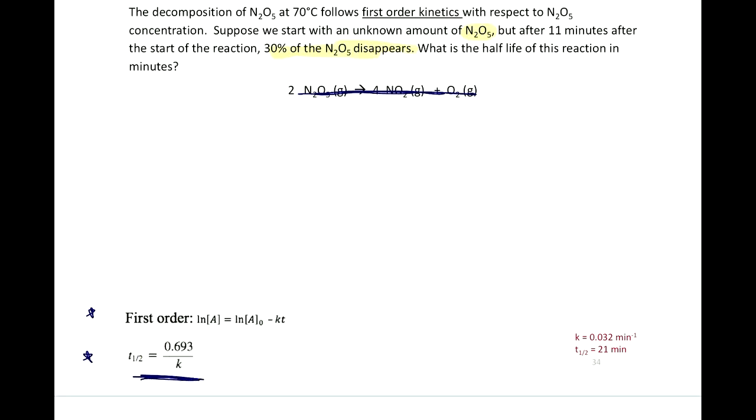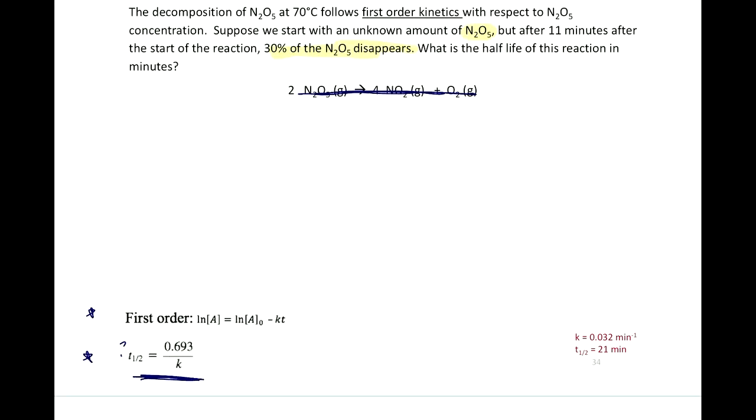So T1/2 is the half-life time, that's what we're calculating. In order to calculate this, I need K, the rate constant. Do I give you the rate constant in this question at all? Nope, I don't see any inverse seconds, inverse minutes, or whatever. There's no rate constant value. But I do give you a time.